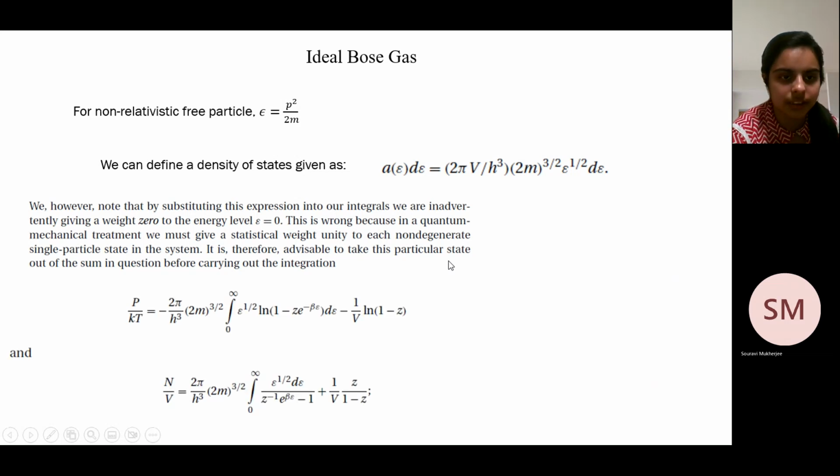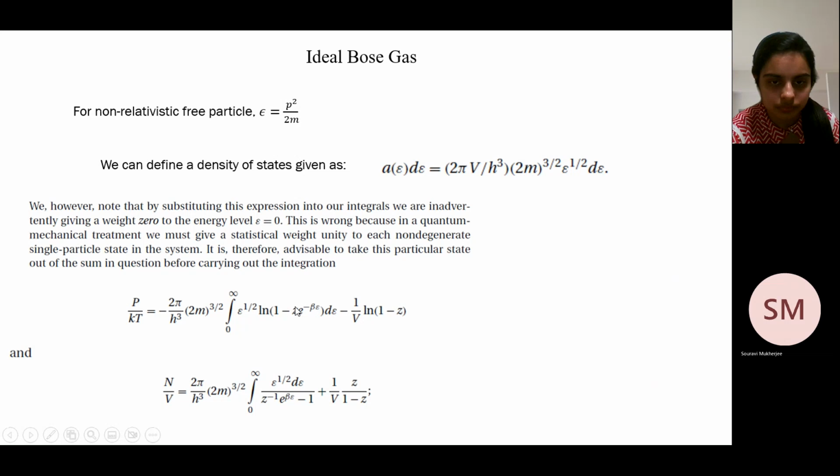So this is your last term, same as what we had done in the last slide. But now you have this extra minus 1 by V ln(1 minus Z) term. This comes by putting epsilon equal to 0. So we explicitly write this term, right? And similarly for N, we have this 1 by V Z by (1 minus Z) term, right?